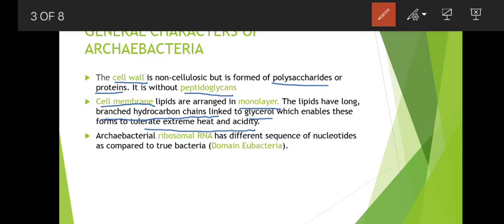The archaebacterial ribosomal RNA, also called rRNA, has a different sequence of nucleotides as compared to true bacteria, that is, the organisms which belong to domain Eubacteria. So they are very much different from the organisms in the domain Eubacteria or the true bacteria. Their main difference is in the ribosomal RNA, which has very different sequences of nucleotides as compared to the true bacteria.